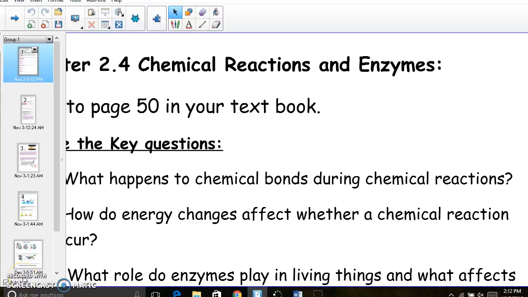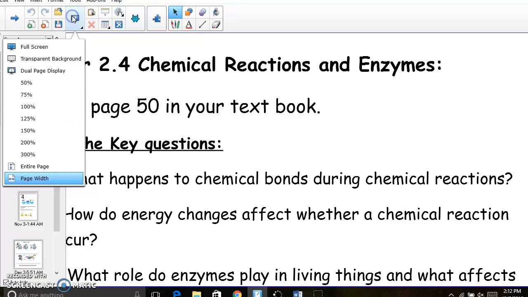All right, this is just a short explanation for anyone who needs a recap or who maybe missed the initial explanation of enzymes. So in our notes, here we go.